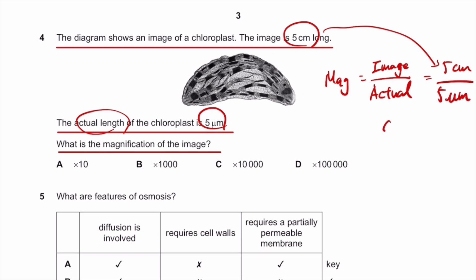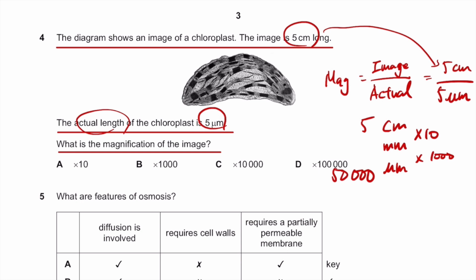The difference between centimeter and micrometer is that first you have to know the difference between centimeter and the millimeter, which is 10. The difference between the millimeters and micrometers is of course 1,000. So if it's 5 centimeters, then it must be 50,000 micrometers.